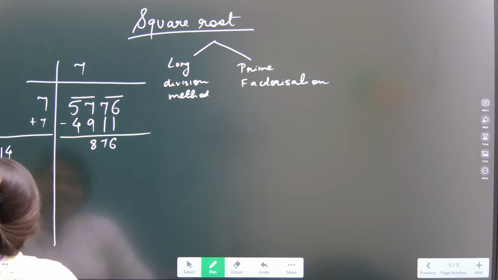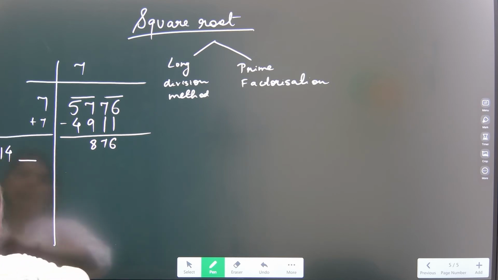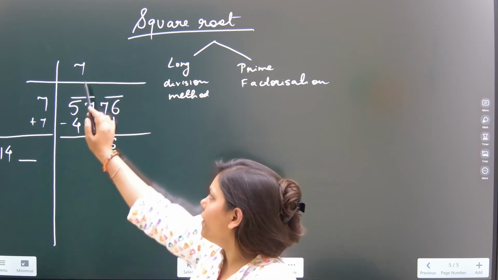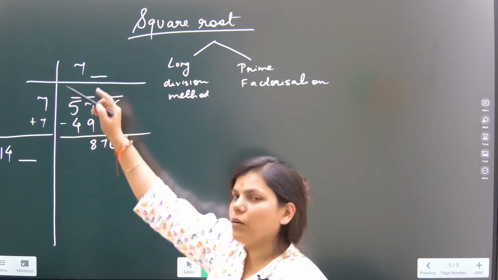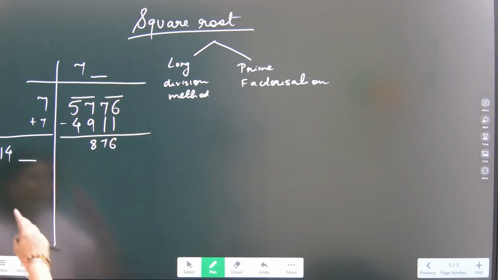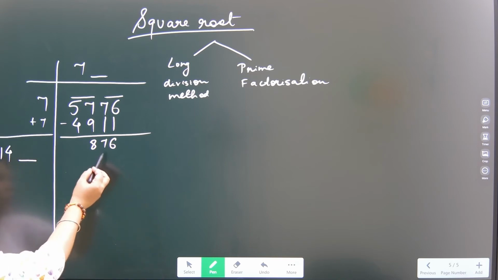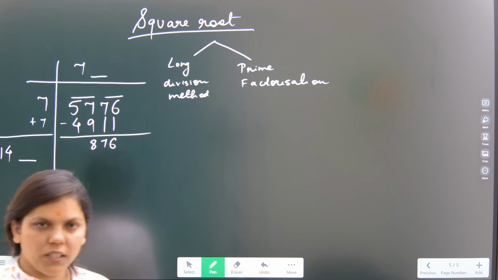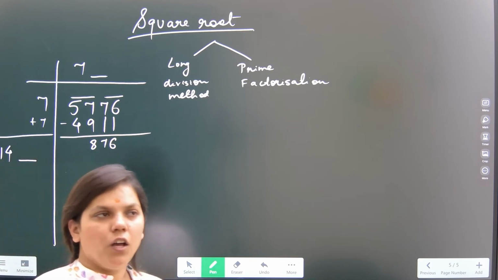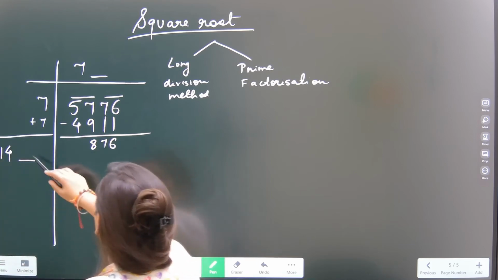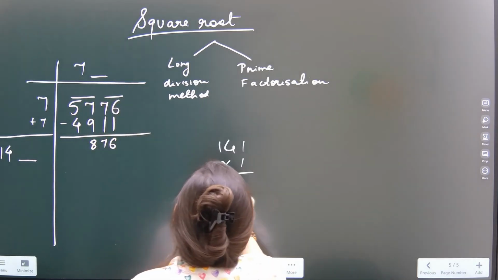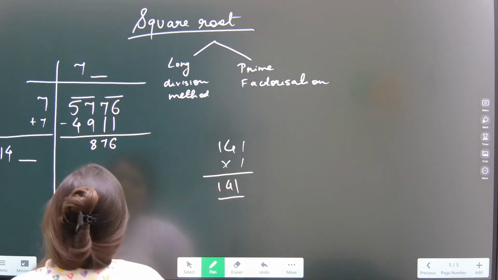Now the next step is, you have to write a digit over here. This should be same written over here, okay, and you have to check whether the number should be exactly 876, which is the given number, or it should be less than that. So we will check. So this and this digit should be the same. Checking 141 into 1 is 141, very far from this.